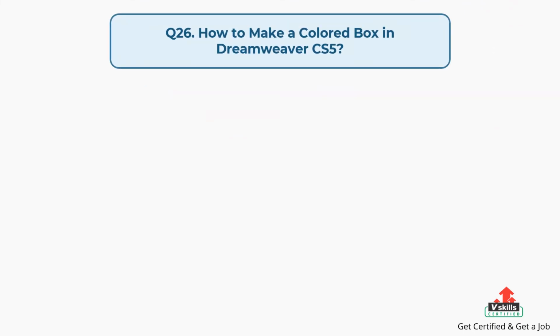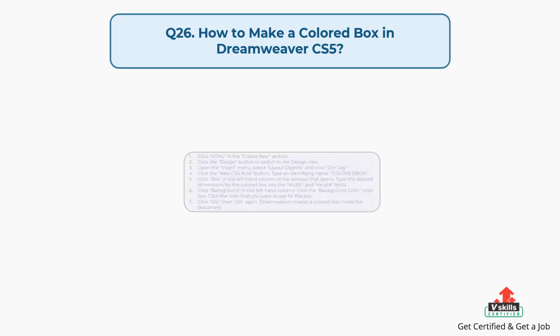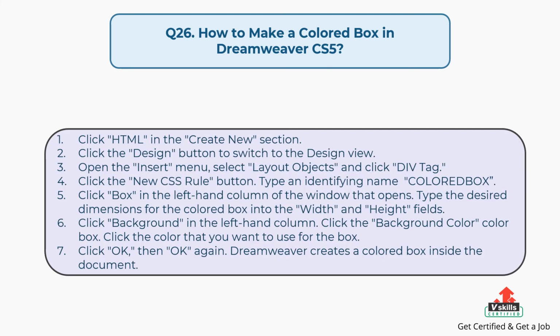Question number 26. How to make a colored box in Dreamweaver CS5? The answer is, to make a colored box in Dreamweaver CS5, click HTML in the Create New section. Click the Design button to switch to the Design view. Open the Insert menu, select Layout Objects and click Div Tag. Click the New CSS Rule button. Type an identifying name, color red box. Click Box in the left-hand column of the window that opens. Type the desired dimensions for the colored box into the width and height fields.